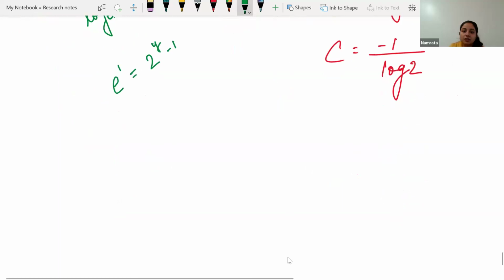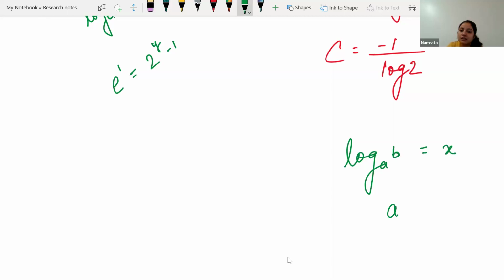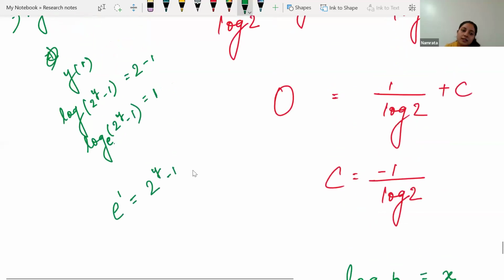When we have log b base a is equal to x, then can we write it as a to the power x is equal to b? Yes or no? Do you know this property? Yes, ma'am. Yes, we can write it like this.